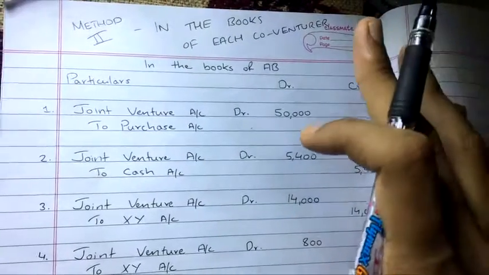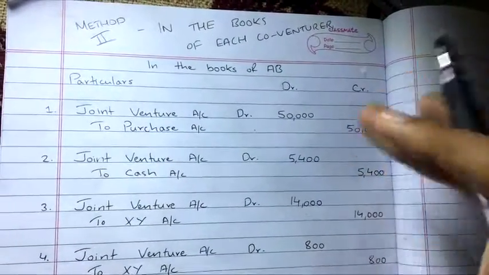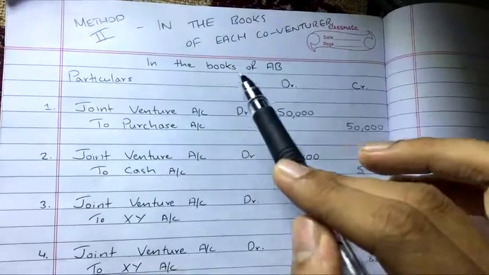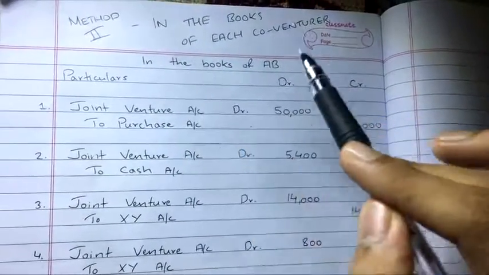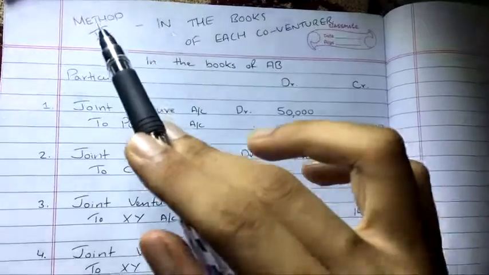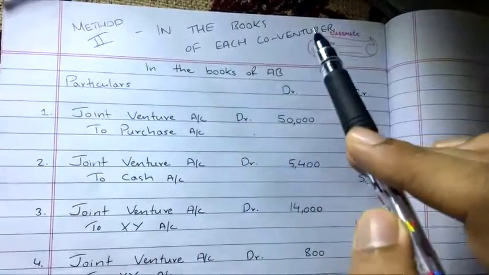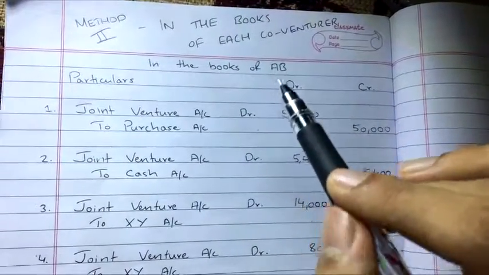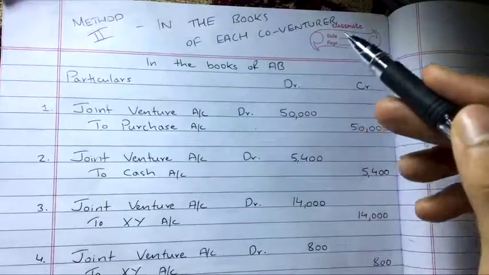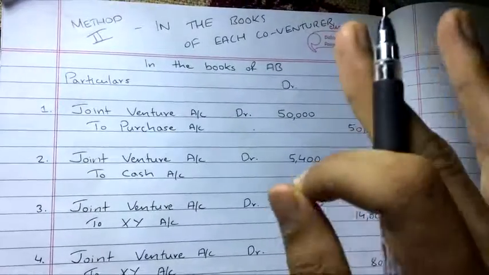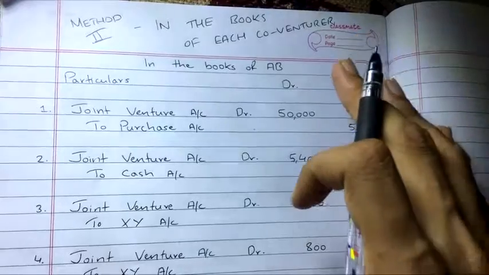Now this is very simple. See, in the question it is specifically mentioned that prepare the journal entries in the books of AB. So by this statement we come to know that this is the second method, in the books of each co-venturer. Here we have to record the journal entries in the ledger accounts in the books of each co-venturer. But in the question they have just said journal entries, so we'll prepare only journal entries.